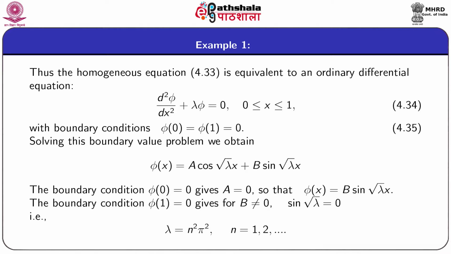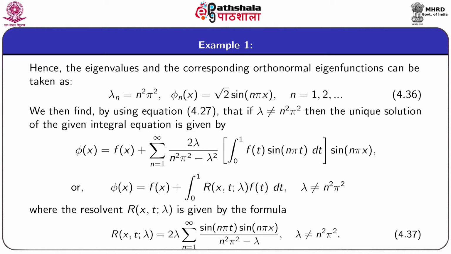So sin √λ = 0 gives λ = n²π², where n ranges from 1 to infinity. Hence the eigenvalues and the corresponding orthonormal eigenfunctions can be taken as λn = n²π² and φn(x) = √2 sin(nπx), where n ranges from 1 to infinity, as given by equation 4.36.